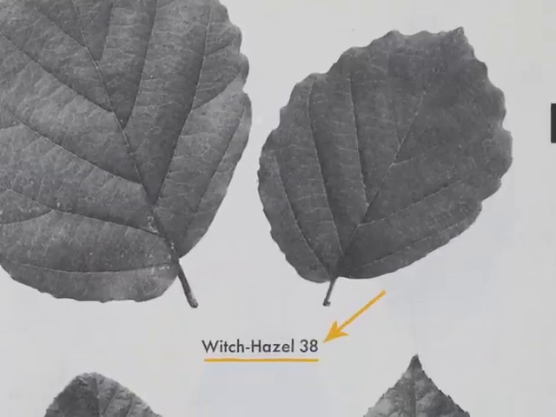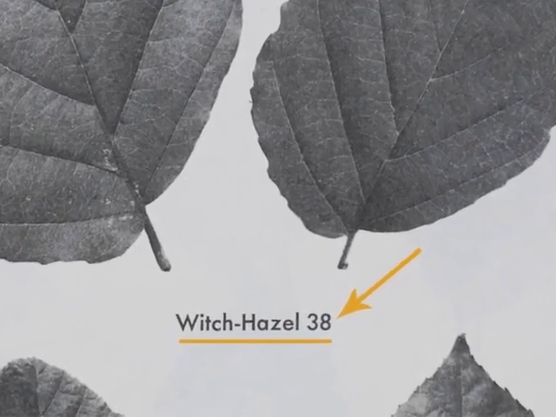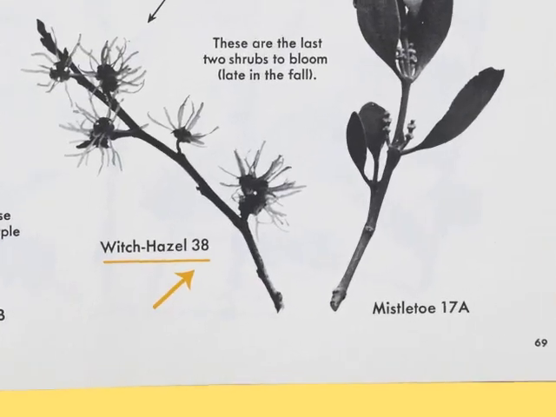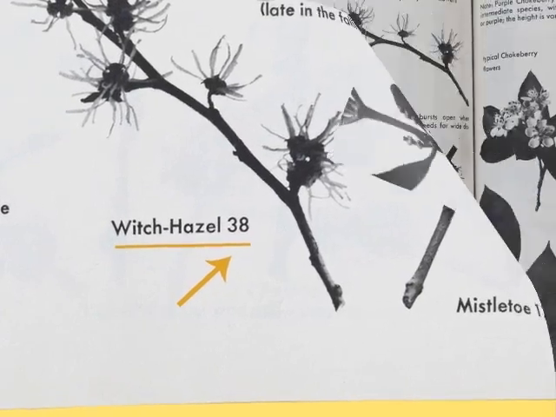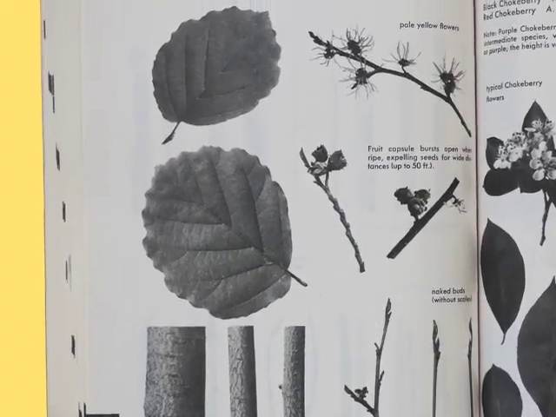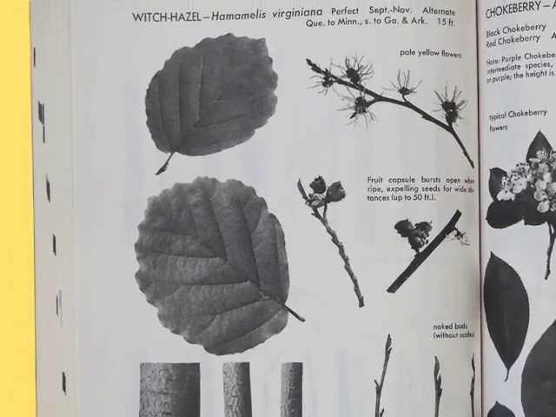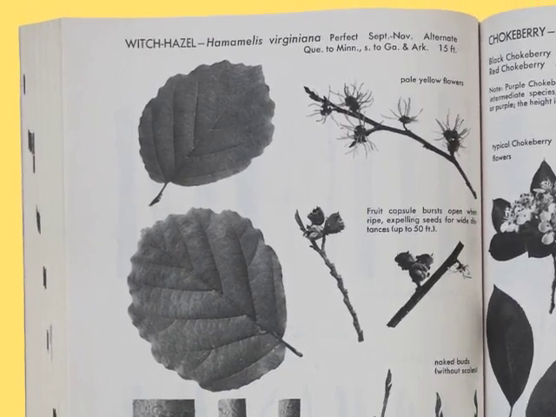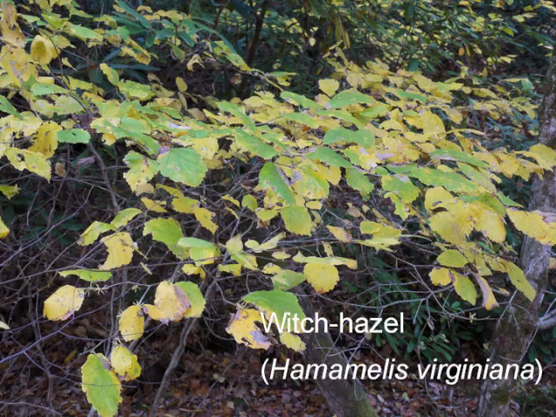Now for the final step. Next to the witch hazel label each time was the number 38. This means we can turn to master page number 38 for more information about witch hazel, including its scientific name, Hamamelis virginiana.